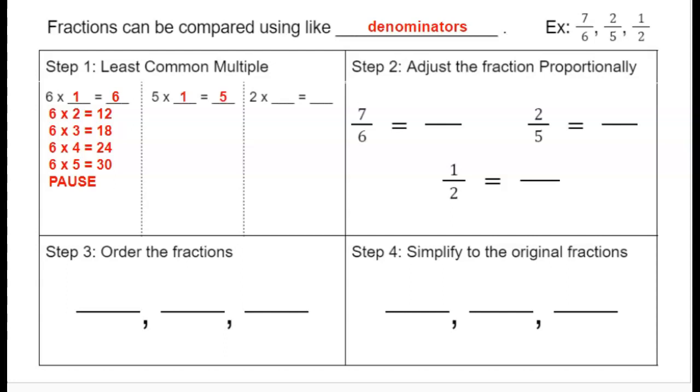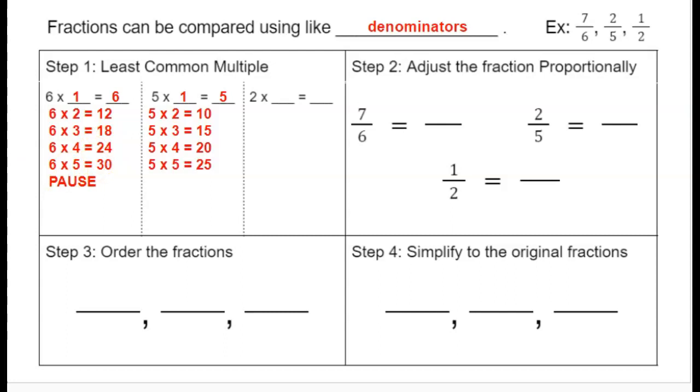5 times 1 is 5. 5 times 2 is 10. 5 times 3 is 15. As I'm going through these, I'm trying to find if 6 and 5 have a multiple in common. So we have 12 and 10, 18, 15. 5 times 4 is 20. 6 does not have a multiple of 20 or a product of 20.